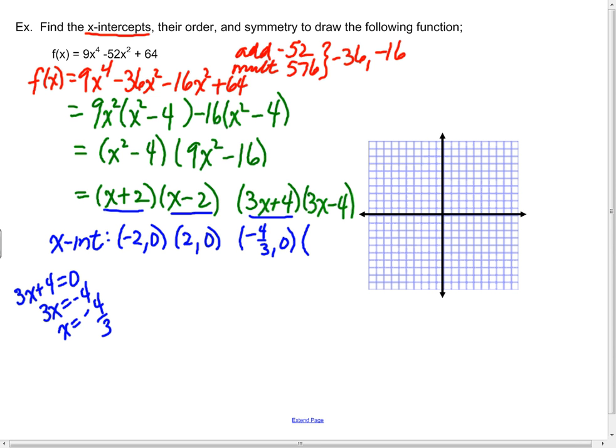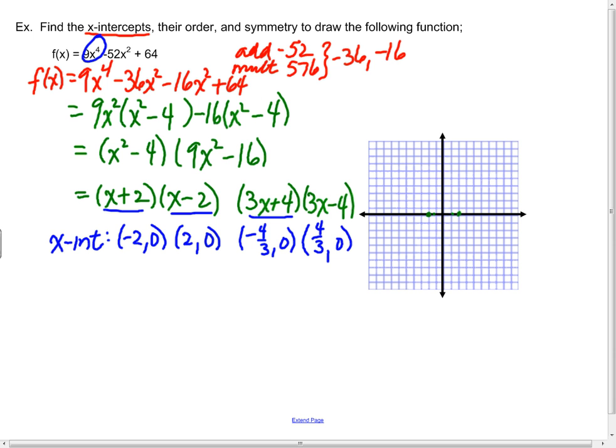And this x-intercept is very similar to the last one, but the sign is different, so it will be (4/3, 0). So I have 4 x-intercepts, which shouldn't surprise us because we have a quartic, to the power of 4. We can have up to 4 x-intercepts. So I'm going to mark those on my graph, and then I need to know what happens at those x-intercepts. So minus 2 and 2. Minus 4/3 is minus 1 1/3, so it's in there, and positive 1 1/3. So this one's a little on the tight side.